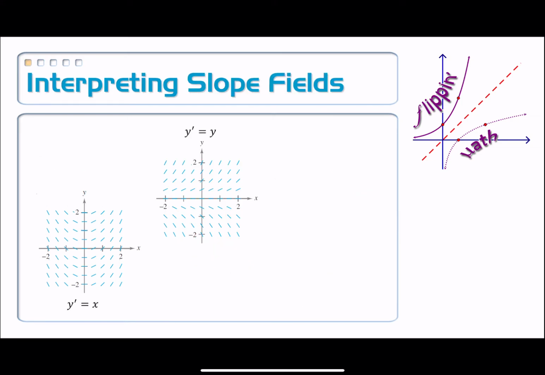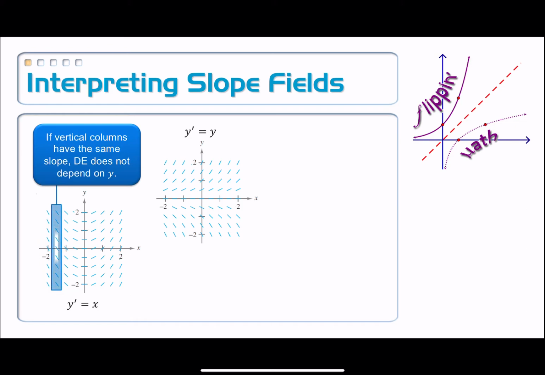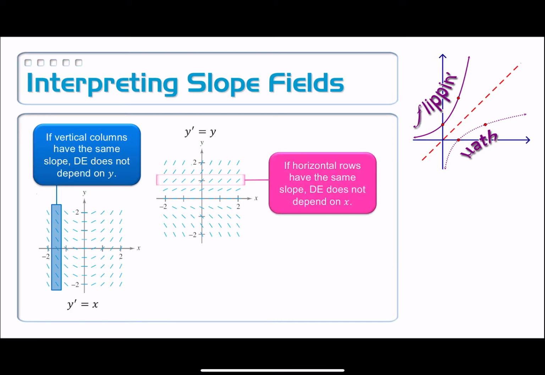Okay, so on this first one, y prime is equal to x, what you should notice is that each one of the columns has the exact same slope as the x value there. That means that the differential equation does not depend on y. It has no effect. Okay, so let's look at the second one that's over there. This time all the horizontal lines have the same slope as the y coordinate. This means that it's not dependent upon the x coordinate.